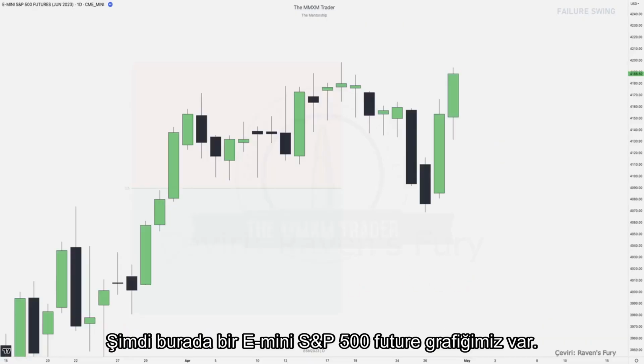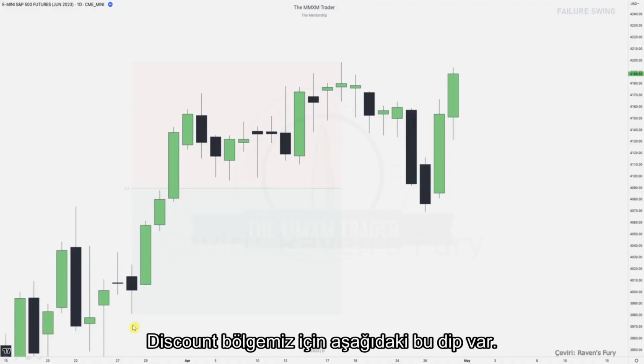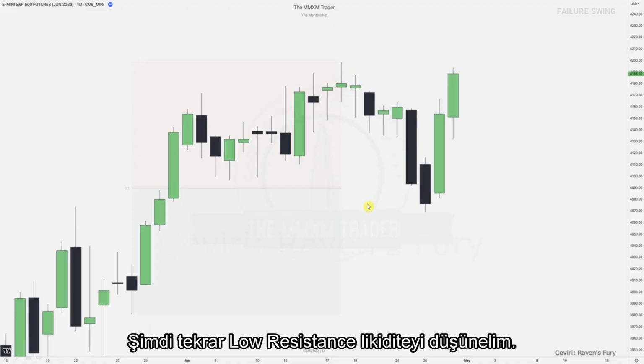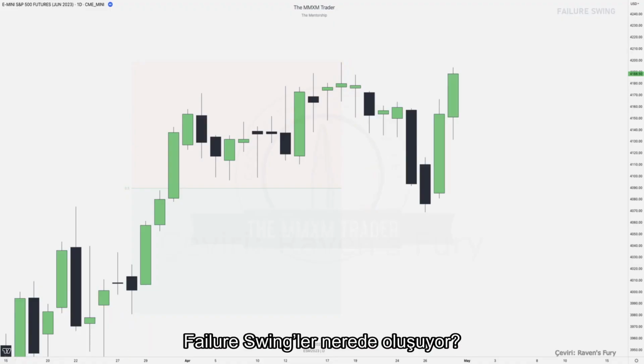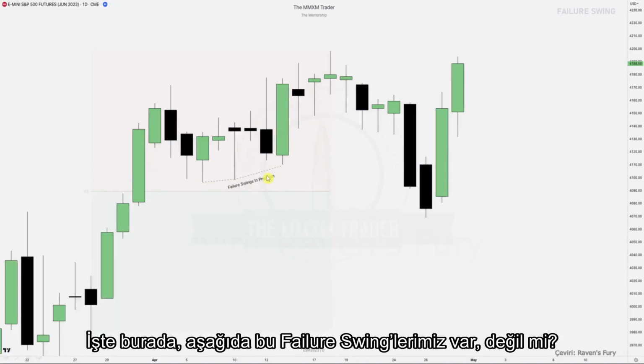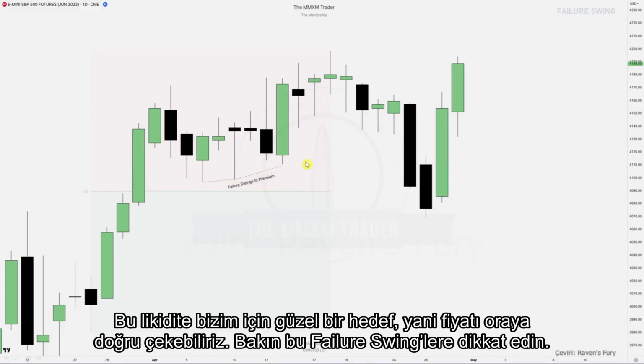So over here we've got an E-mini S&P 500 futures chart. Now let's look at where the discount and premium levels are. We've got this low down here for our discount. We've got this high up here for our premium levels, right? And now think about that low resistance again, right? Where are the failure swings forming? We've got those failure swings down here, right? So this is low resistance liquidity and this is a nice target where we can draw into.